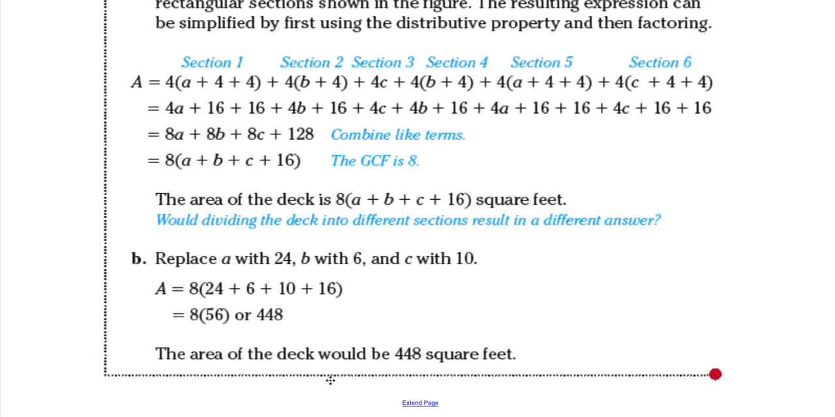Okay, let's take a look at the next one. Before we go to example 3, a lot of examples. We're not done.